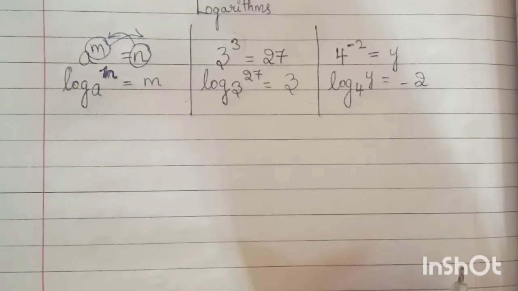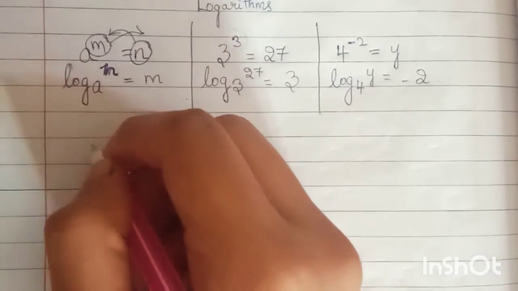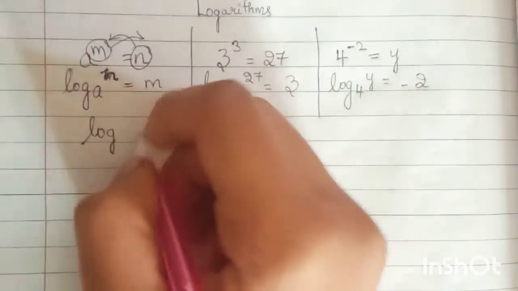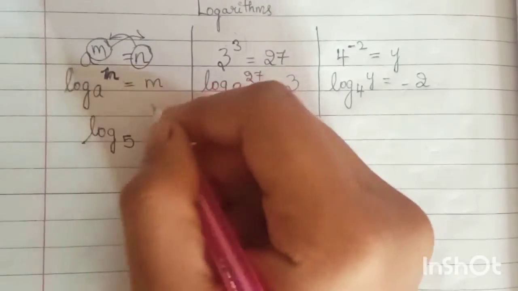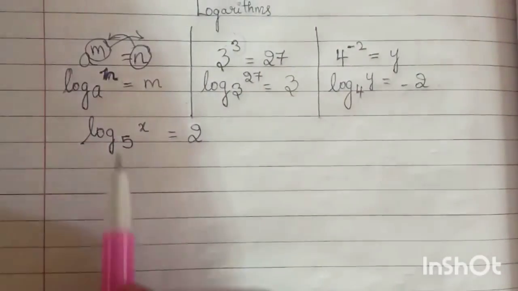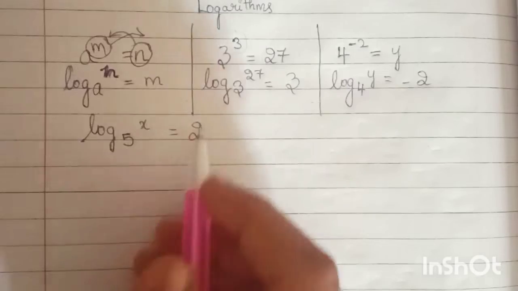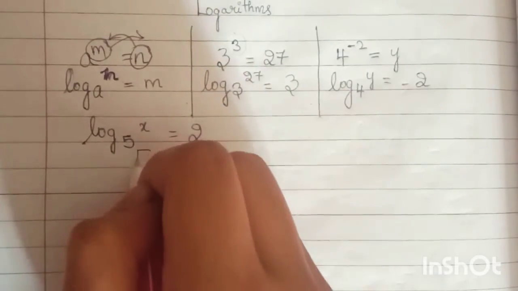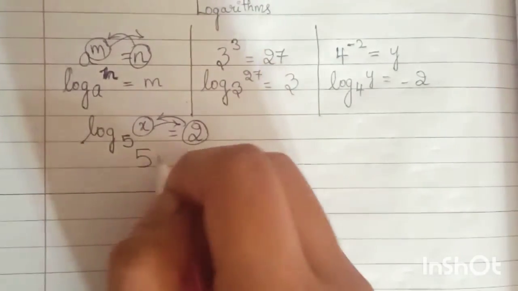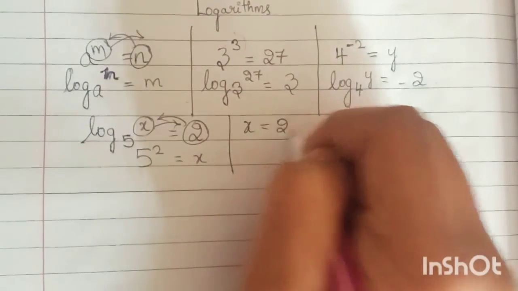Sometimes they may ask us to find the value of x. Now if I have log x to the base 5 is equal to 2, I can represent this as, first I'll keep the base the same, 5. This will come this side and this variable will come this side. So I get 5 square is equal to x, and x is equal to 25. That's it.